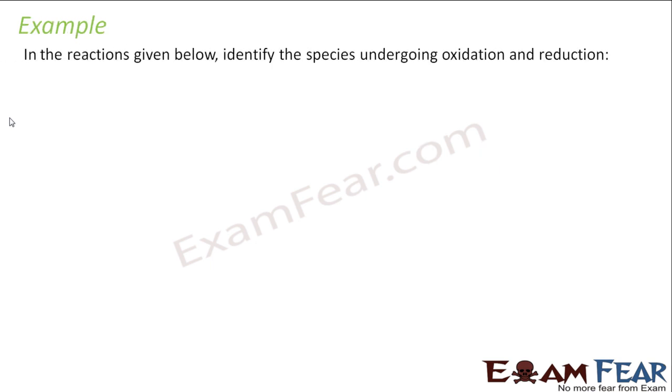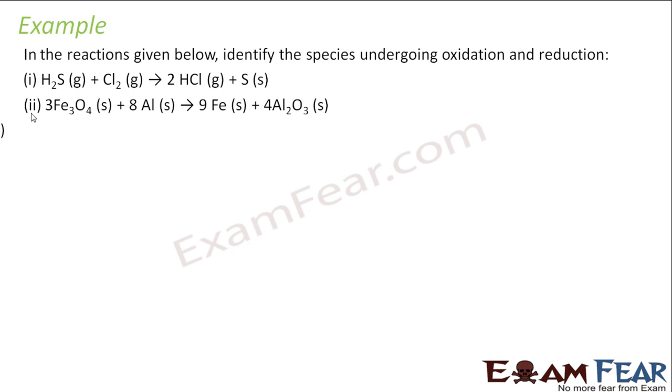Let's take some examples. In these reactions, we have to identify the species that undergoes oxidation and reduction. So we have 3 reactions. Let's start with the first reaction: H2S plus Cl2 gives 2HCl and S.